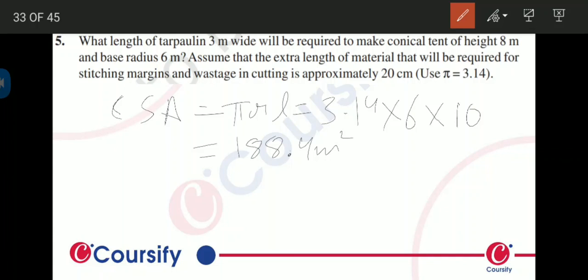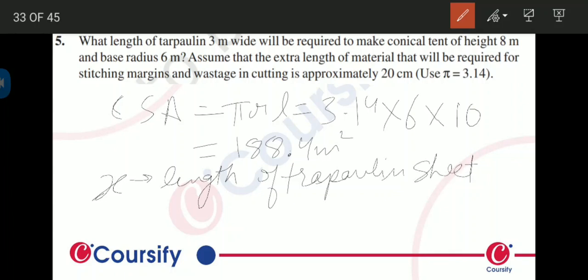So now we have to assume that the extra length of the material that will be required for the stitching margin and wastage in cutting is approximately 20 centimeter. So let us assume that the length of the tarpaulin that is required is equal to x. So this is the length of tarpaulin sheet required.